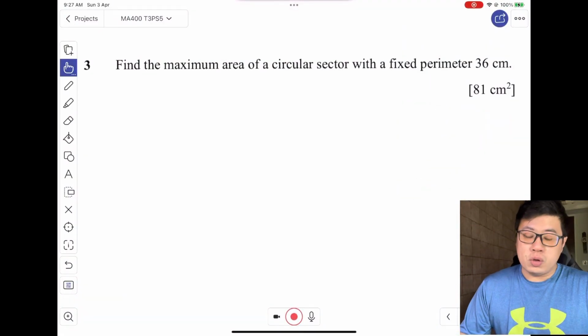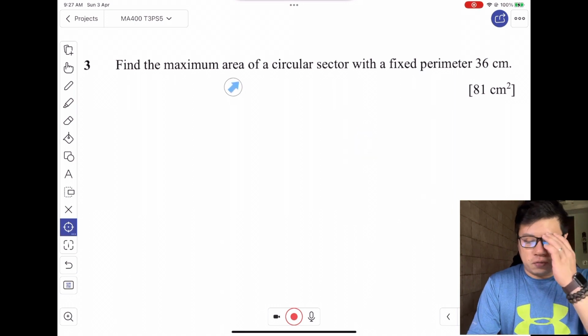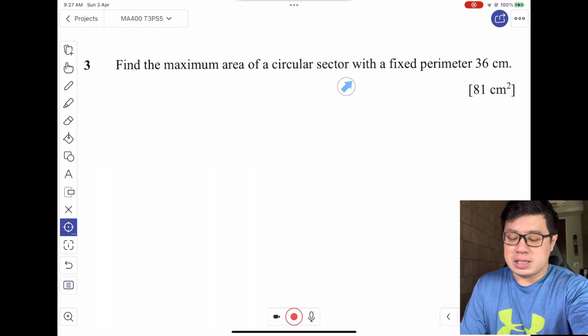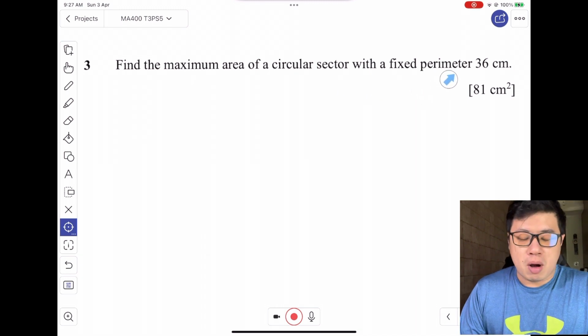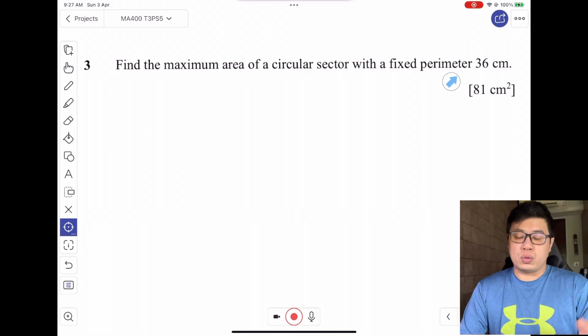Okay, this video is on practice set 5 question 3. So let's take a look at the following question. We're finding the maximum area of a circular sector with a fixed perimeter of 36 cm. So how do we go about doing this?